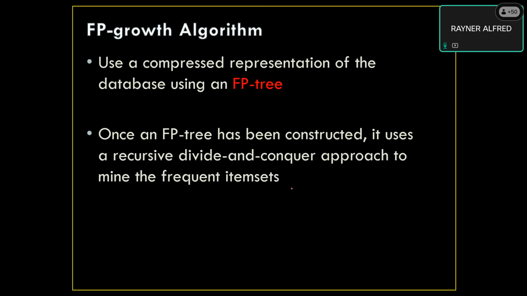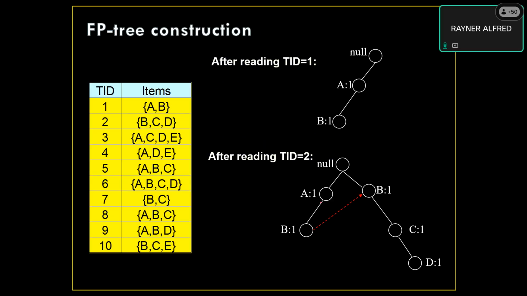Once we have constructed this one, then we use it in a recursive divide and conquer approach to mine the frequent item set. So the number of comparisons is reduced. Okay, so given this item set, first we start with a null.